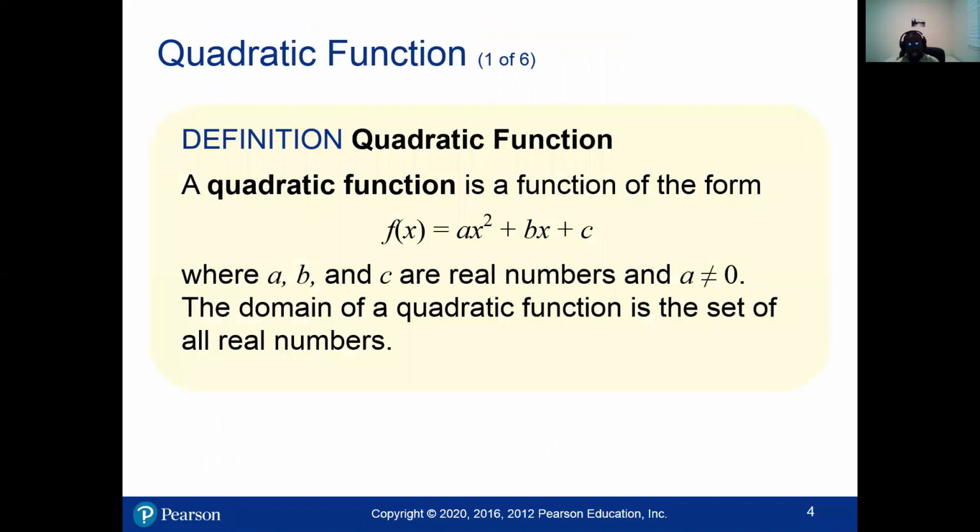Okay, so now let's define a quadratic function. A quadratic function is of this form: f of x is equal to ax squared plus bx plus c, where a, b, and c are real numbers, and a is not equal to 0. Because if a is equal to 0, this whole term goes to 0, and then you only have f of x is equal to bx plus c, and this is not a quadratic function. That is why the restriction on the a. If a is equal to 0, we don't have a quadratic function.